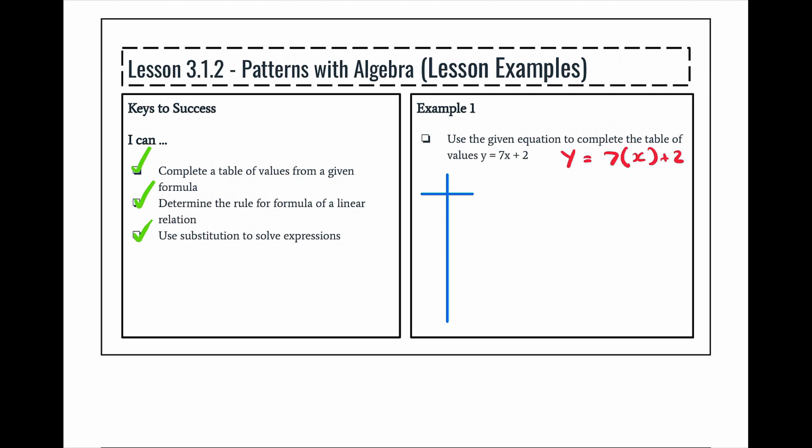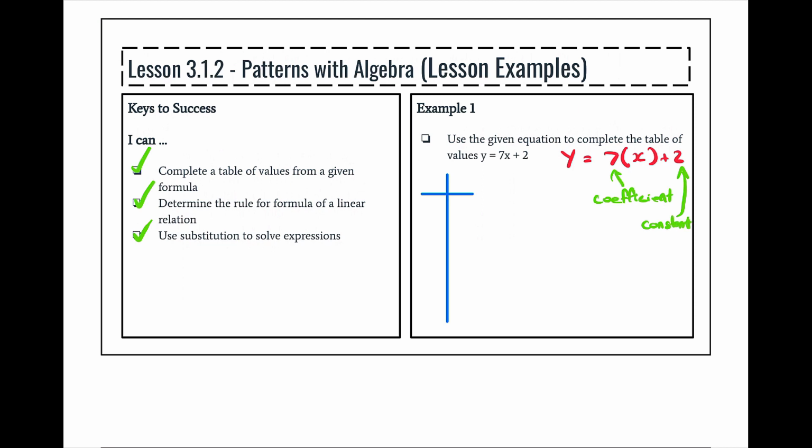Now, y will depend on the other numbers that are with that variable x. So the number in front of the x, this is called the coefficient. And the number that is all alone by itself, this is called the constant.